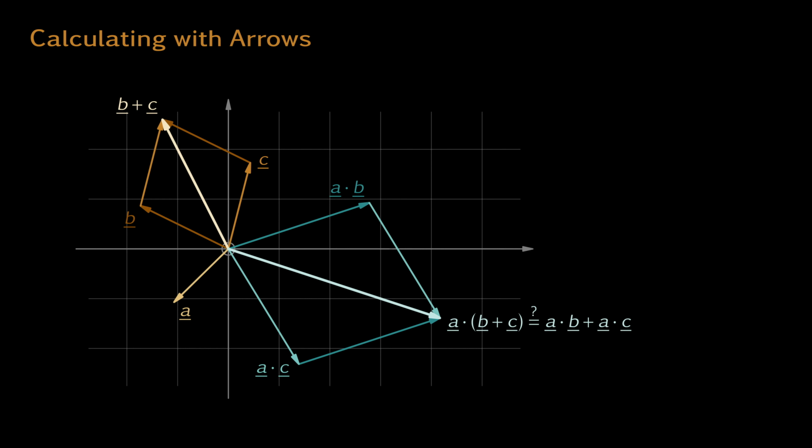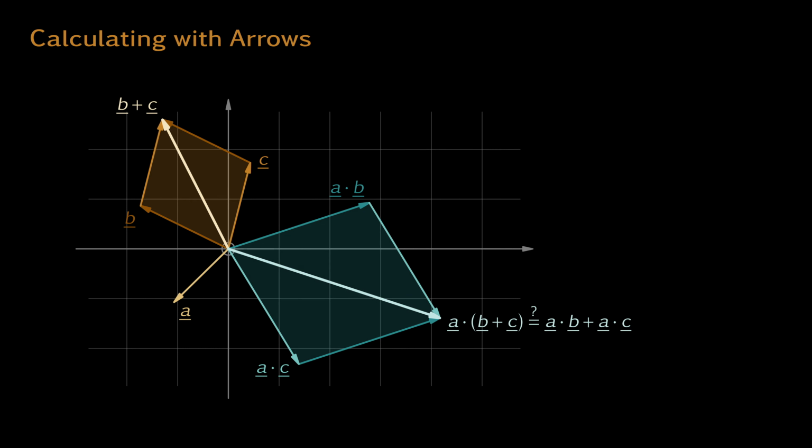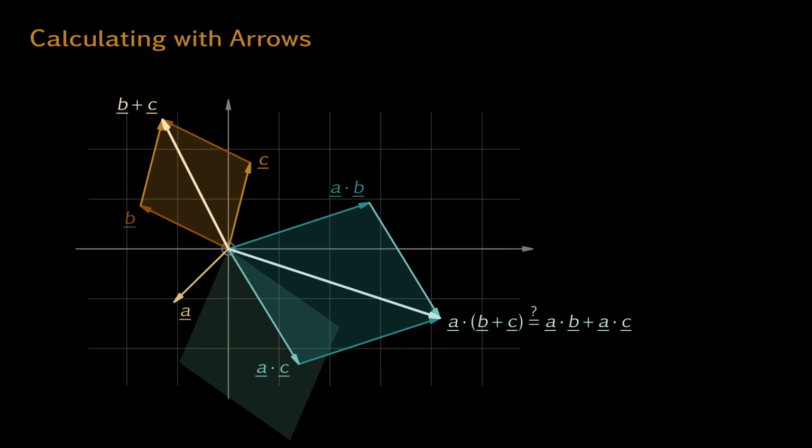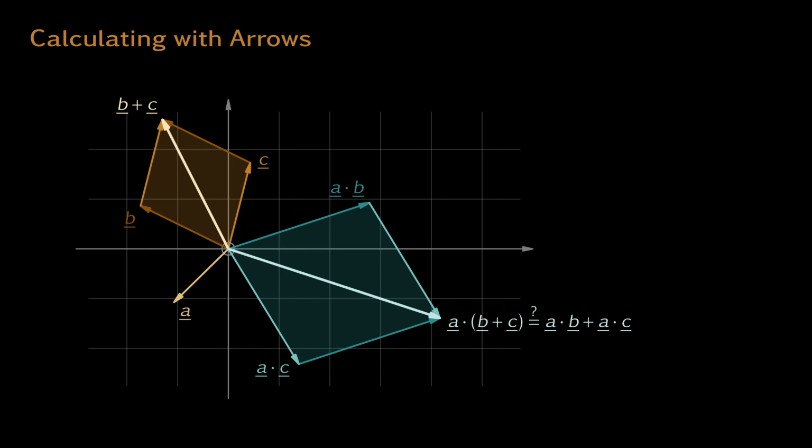Instead of triangles, we have two parallelograms, a brown one here and a teal one here. The sides of the teal parallelogram are the sides of the brown parallelogram, scaled and rotated by the same factor A. This means that the teal parallelogram itself is just a scaled and rotated copy of the brown parallelogram, and this must also be true for its diagonal.